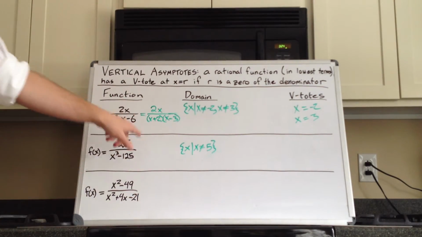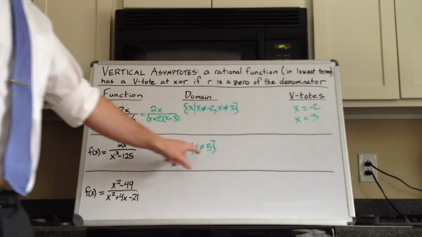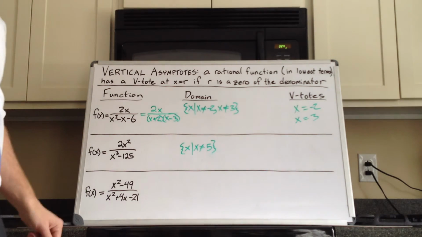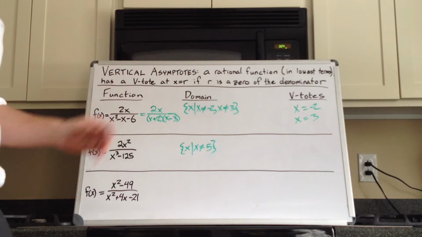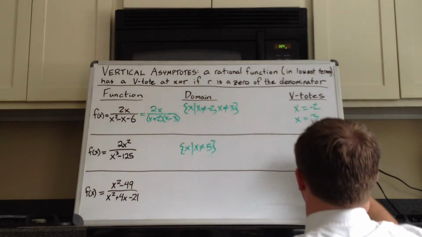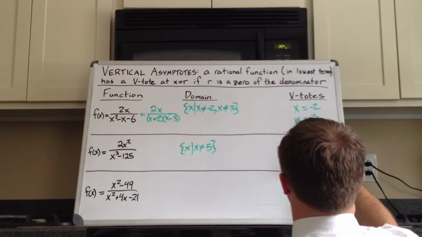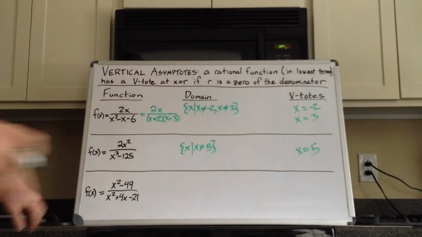Now that we have that figured out, it's easy to find the vertical asymptotes. X equals 5 is going to be the only vertical asymptote, because that's the only place where the function is not defined. So x equals 5 here. Okay, last one here.